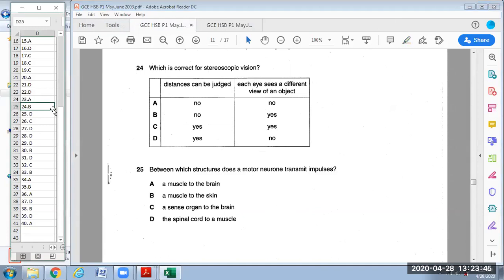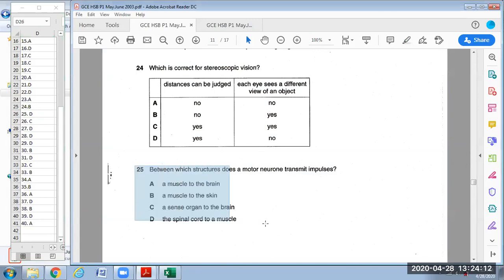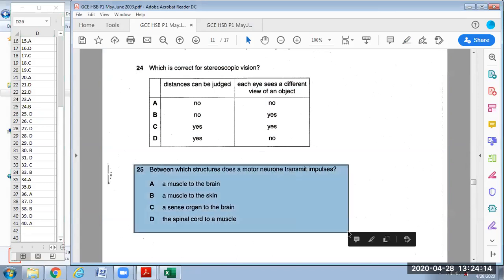Which is correct for stereoscopic vision? B. This is something that we didn't have to learn for our syllabus. So you all don't have to panic when you see this stereoscopic vision. You all can leave out this one when you're learning it. But this is just the answer. Between which structures does a motor neuron transmit impulses? D. All right, so the motor neuron does carry the response from the spinal cord to an effector, which is a muscle. D.